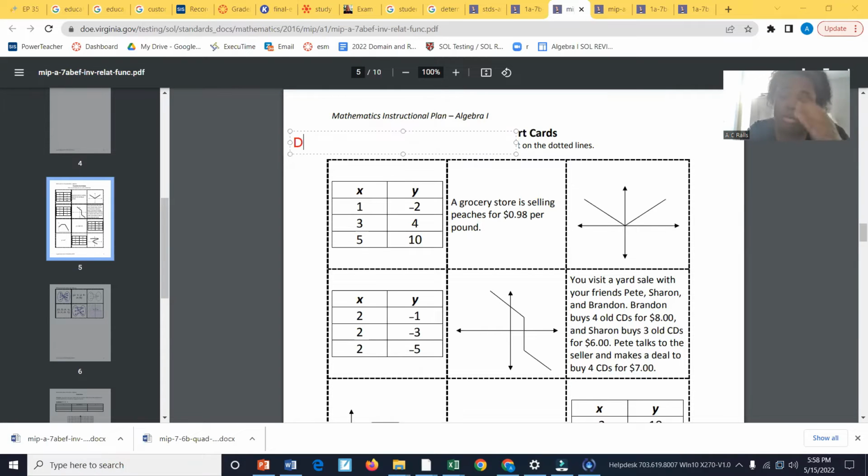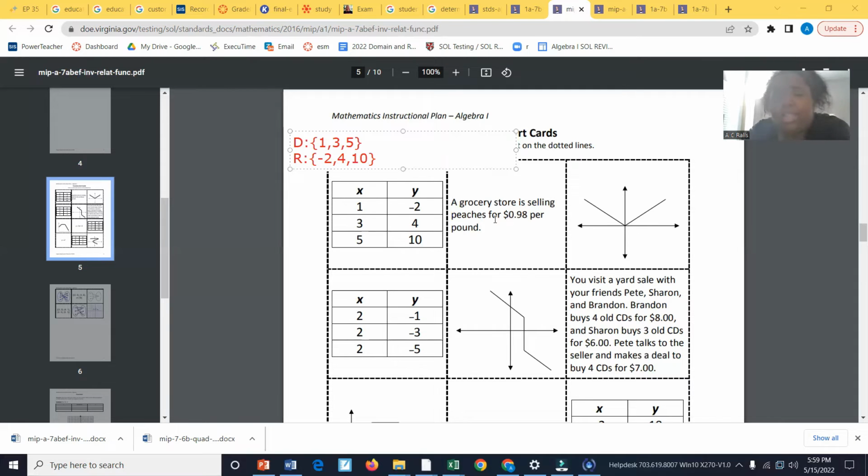Say that the domain, colon, curly bracket, is 1, 3, 5. You close it off with a curly bracket. And you do the range the same way, curly bracket, 2, 4, 10. You want to go in order from least to greatest.